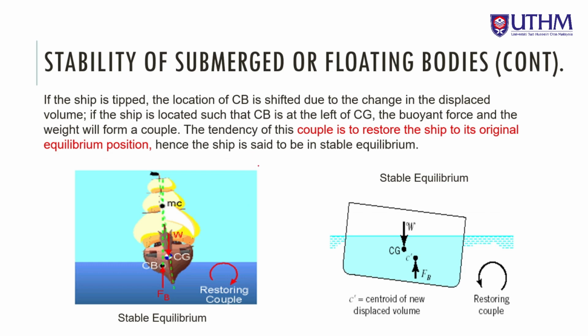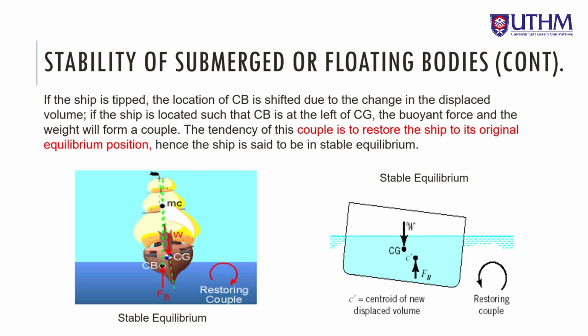If the ship is tipped, kalau ship itu digerakkan, ditolak, the location of CB, center of buoyancy, is shifted due to the change in the displaced volume. If the ship is located such that CB is at the left of CG, the buoyant force and the weight will form a couple. The tendency of this couple is to restore the ship to its original equilibrium position. Hence, the ship is said to be in stable equilibrium.